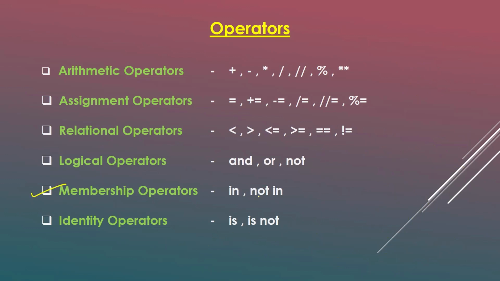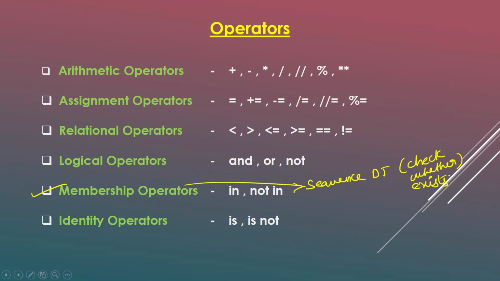The next operators that we are going to discuss here are membership operators. Usually, membership operators work on sequence data types like list, tuple, set, dictionary. The main usage is to check whether the given value is present in that group or not, whether it is present in that list of values or not. For that we make use of these membership operators. They have keywords like in, and the reverse of the in operator is not in. This is also a keyword.